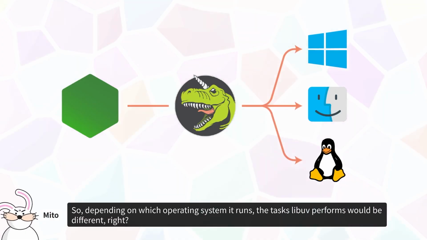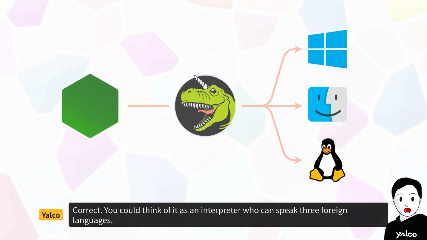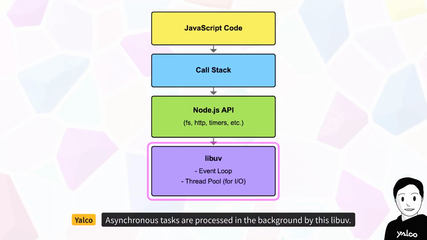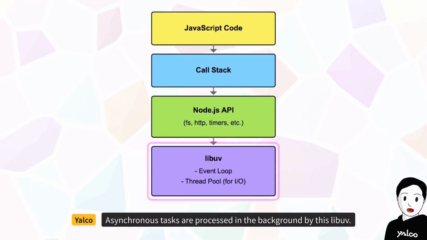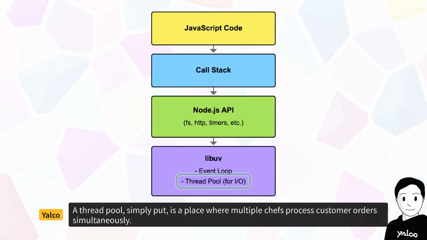So, depending on which operating system it runs, the tasks libuv performs will be different, right? Correct. You could think of it as an interpreter who can speak 3 foreign languages. Asynchronous tasks are processed in the background by this libuv. A thread pool, simply put, is a place where multiple chefs process customer orders simultaneously.